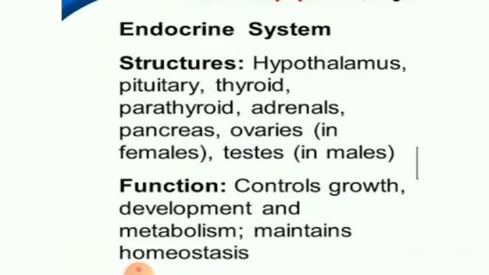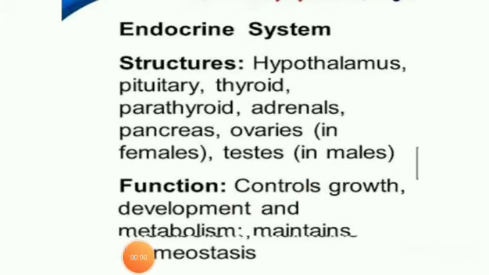Next, endocrine system. Hypothalamus, pituitary, thyroid, parathyroid, adrenals, pancreas, ovaries in females, testes in males. These are the organs that form the endocrine system. Functions: controls growth, development and metabolism, and maintains homeostasis.